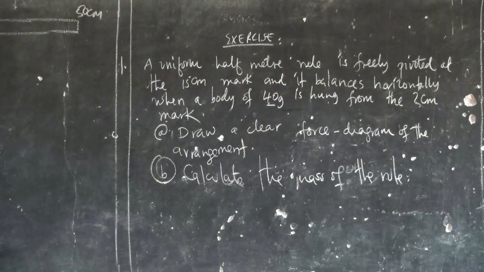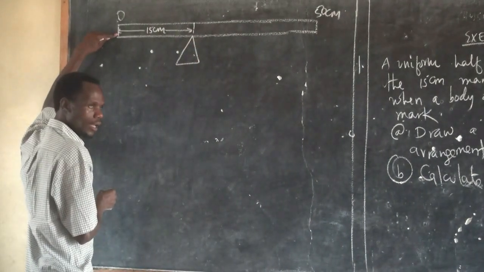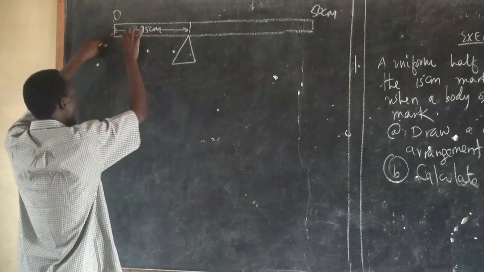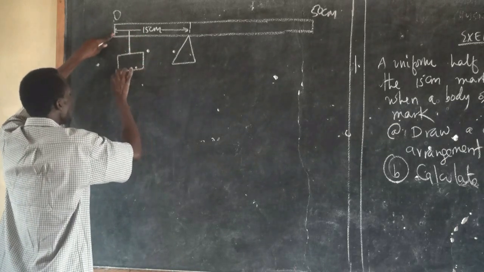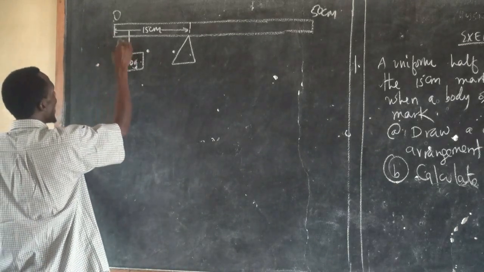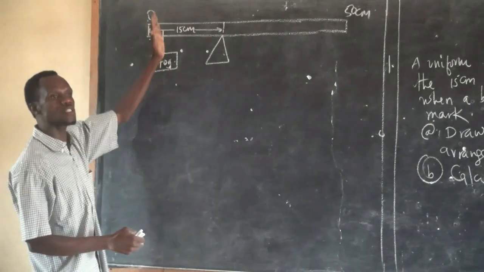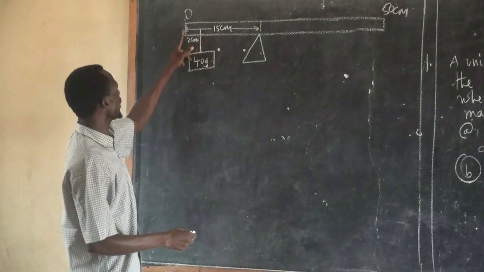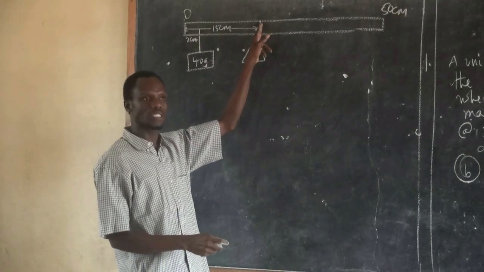Now, we have seen from here up to here is 15 centimeters. We've been told 40 grams is hung right here. Let's say there is the 40 gram mass right here. From here up to here is 2 centimeters, meaning from 0 up to where the mass is placed is 2 centimeters, and from here up to the pivot is 15 centimeters.